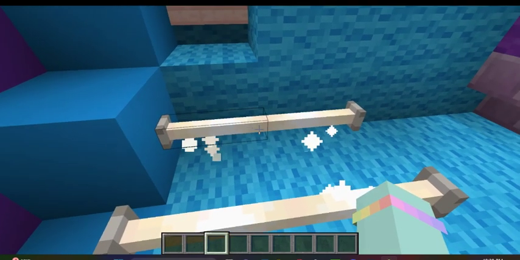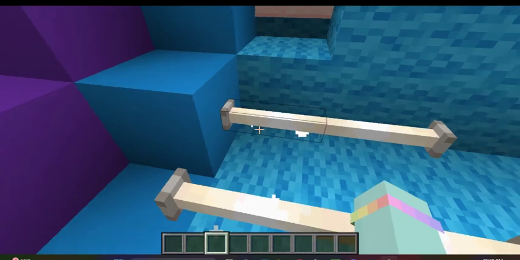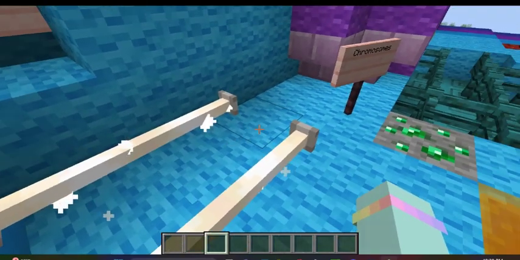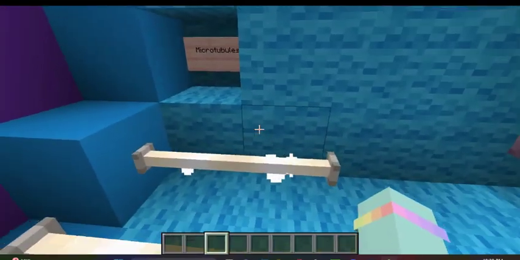Microtubules are one of the three main components of the cytoskeleton, along with the microfilaments, which are called actin filaments, I believe, and intermediate filaments. They provide a sort of scaffold that gives the cell its overall shape and stability.